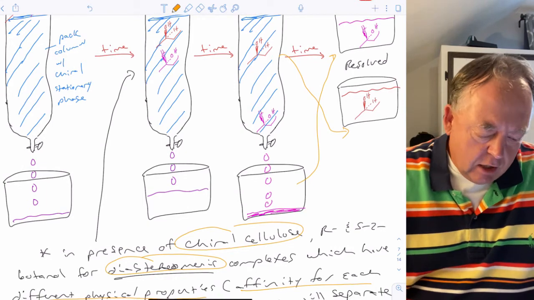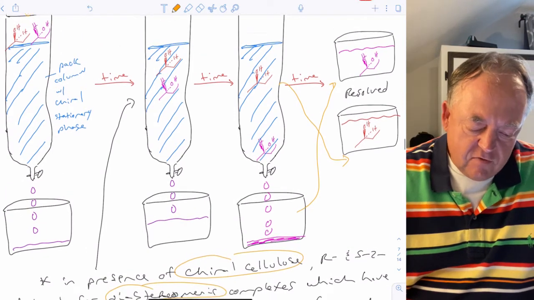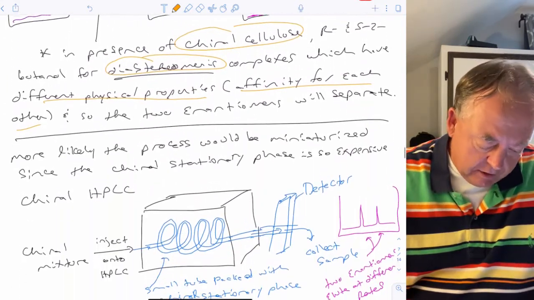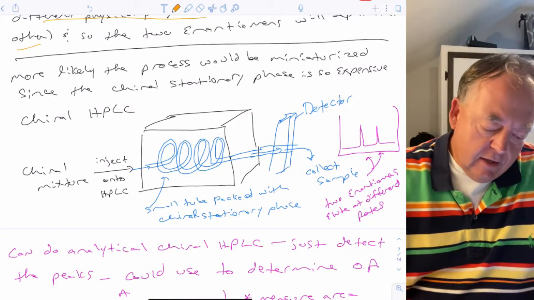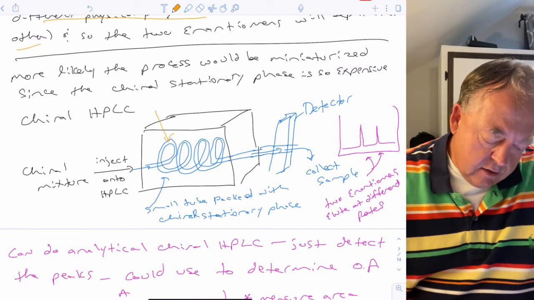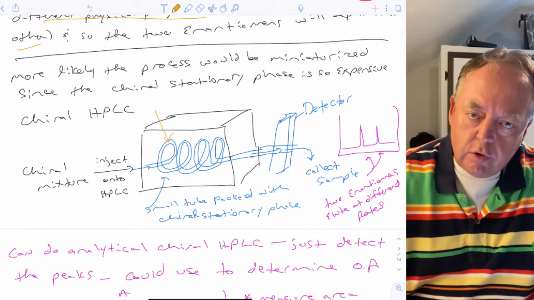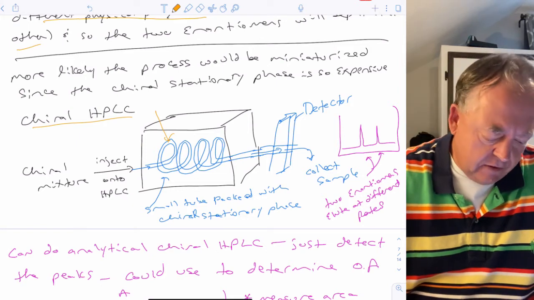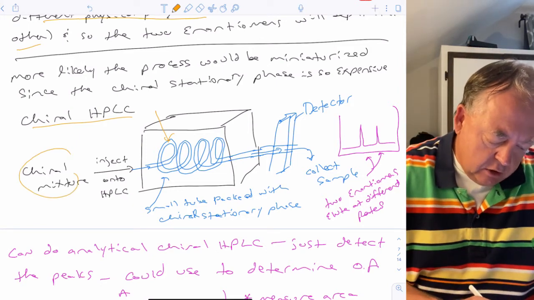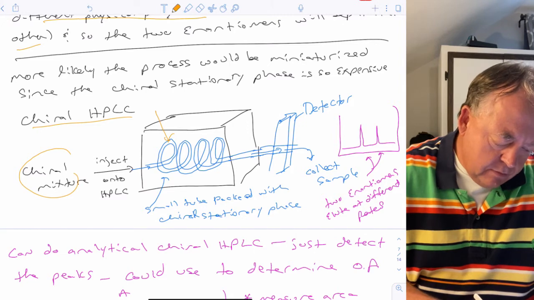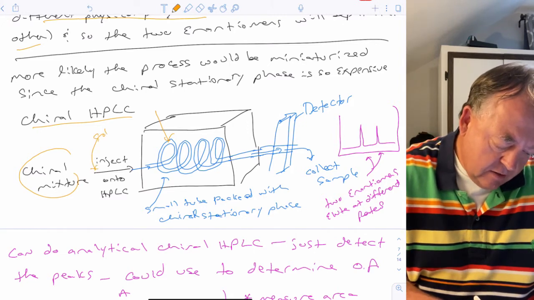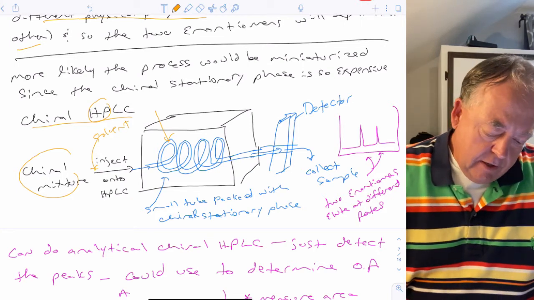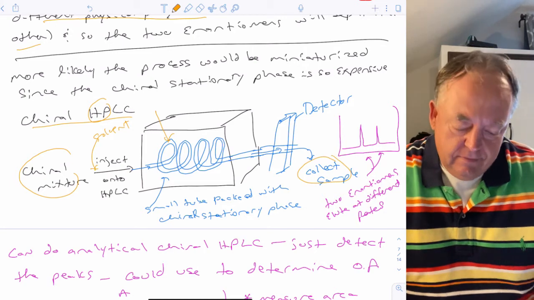But doing this in a column like that would be extremely expensive because the silica gel with the cellulose compound on it is expensive. So typically this would just be miniaturized. So you could take this chiral silica gel and pack it into a column and do what's known as chiral HPLC, so high performance liquid chromatography. So you take your chiral mixture, inject it onto this column, and push your solvent in under high pressure, and push that through the column, and collect your sample at the end if you want to.